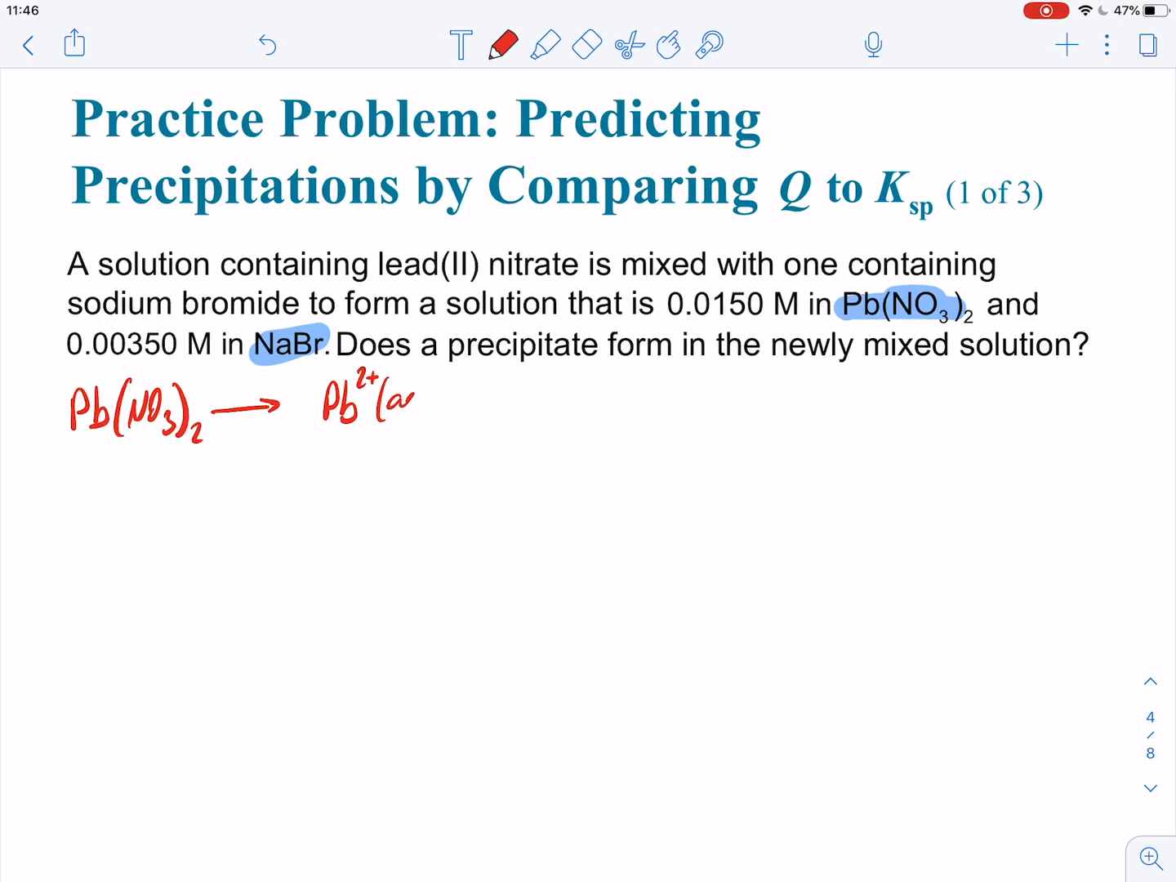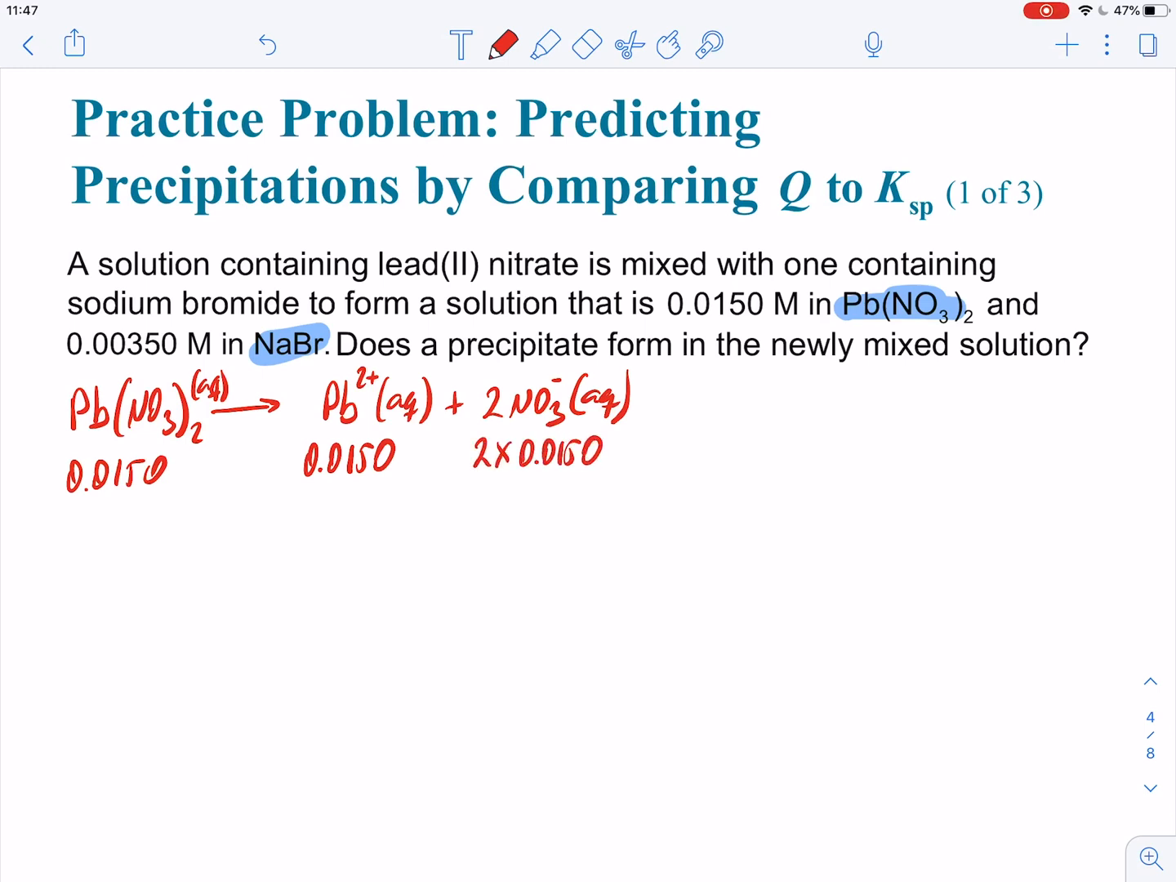And let's go with states. This is soluble, so I'm going to add the aqueous form here, plus 2 nitrates. If the concentration of lead nitrate is 0.0150, then you produce 1 mole of lead ions per mole of lead nitrate, so the concentration of the ions is also 0.0150, but for nitrate it is twice as much, so this is 2 times 0.0150.